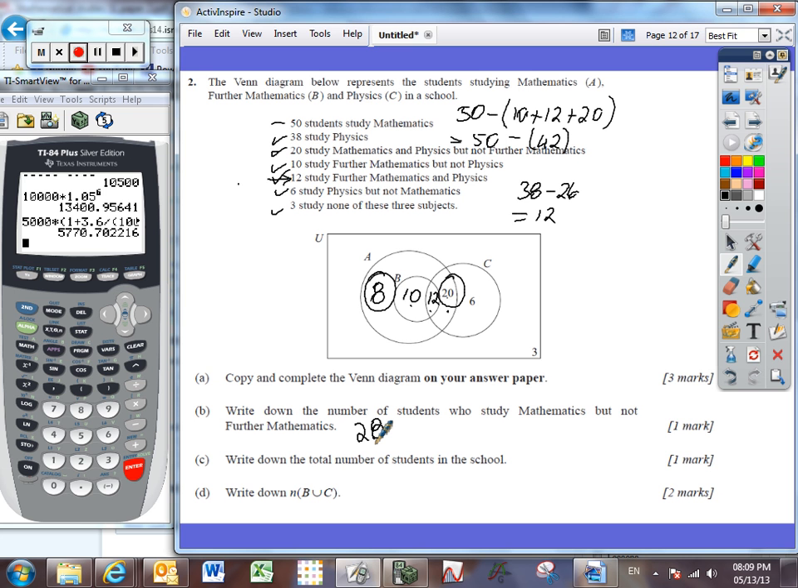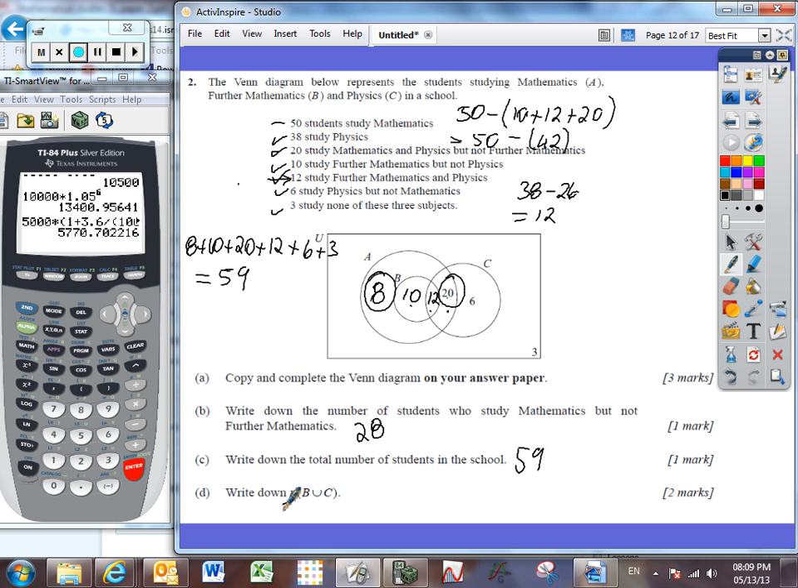Write down the total number of students in the school, so we've got to add together all of these numbers, and that will give us the total number. 8 plus 10 plus 20 plus 12 plus 6 plus 3, and that gives us 59 students in the school.